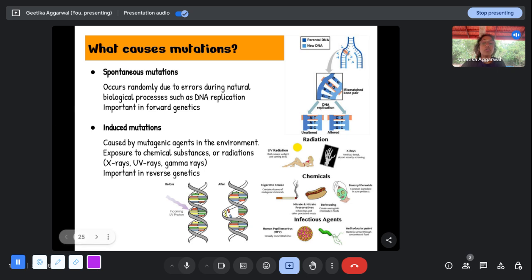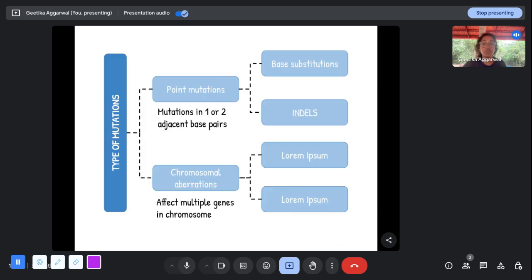Spontaneous mutations are important in forward genetics, which means when you know the phenotype and from there you want to get to know the genotype. And induced mutations are important in reverse genetics, which means when you know the genotype and you want to know the phenotype that it leads to.